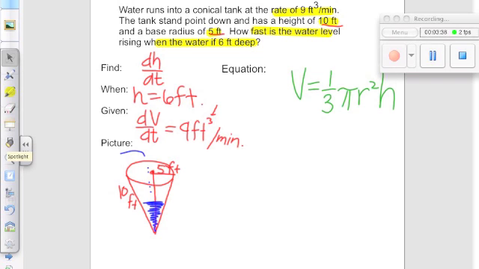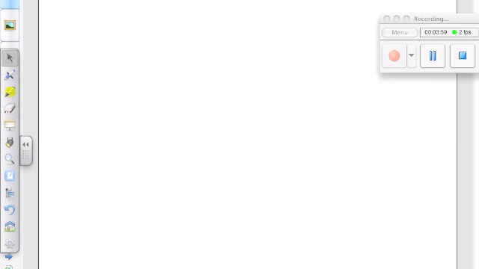Can anyone see what the problem is? I have too many variables. I have a V, I have an r, I have an h. Just like in optimization, if I can get rid of one of my variables, then this will help so much more. So we are going to redraw this picture on the next page and see how we can get rid of it.